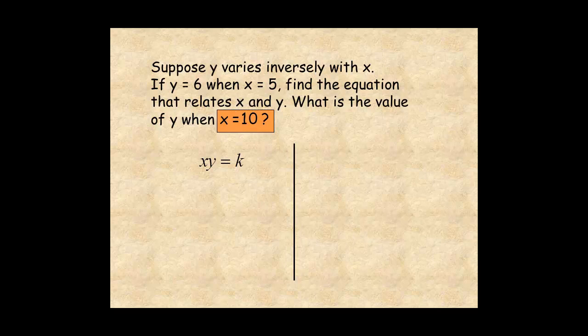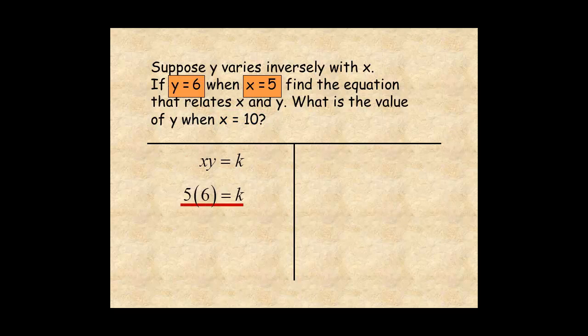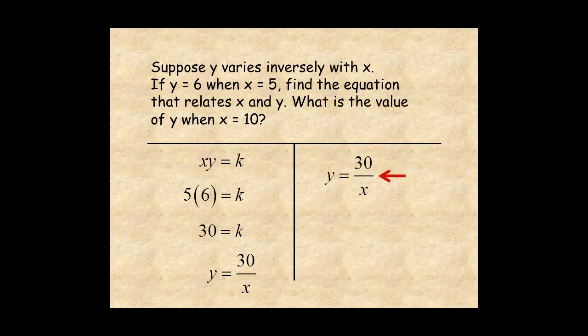Start with x times y equals k. Substitute y equals 6 and x equals 5. And you can see k equals 30. So the equation of inverse variation is y equals 30 over x. Then using the equation, substitute x equals 10, and you can see y equals 3 when x equals 10.